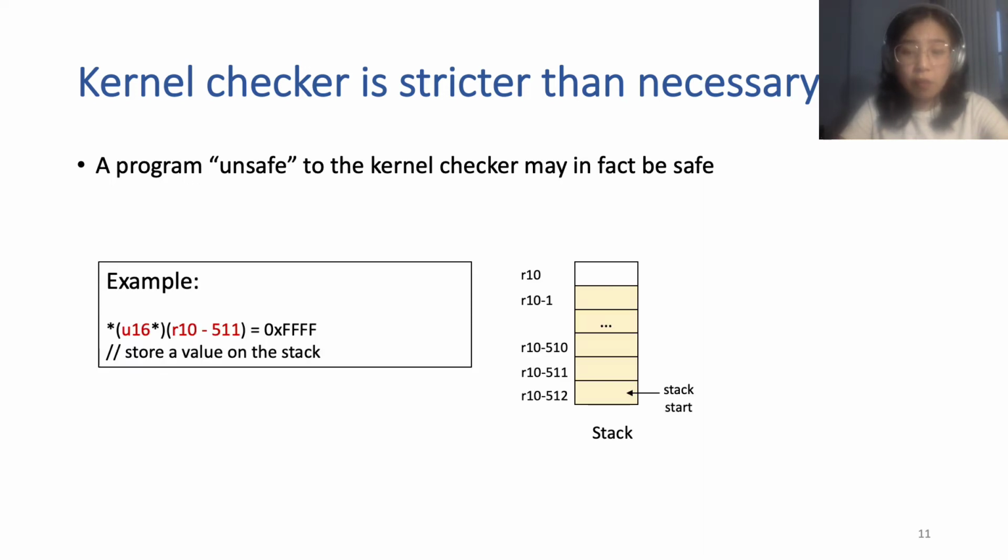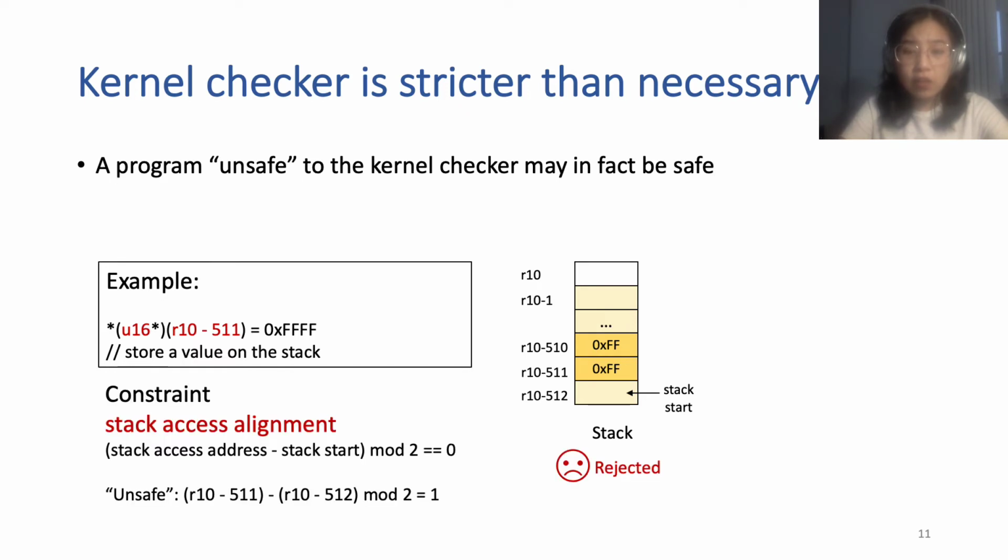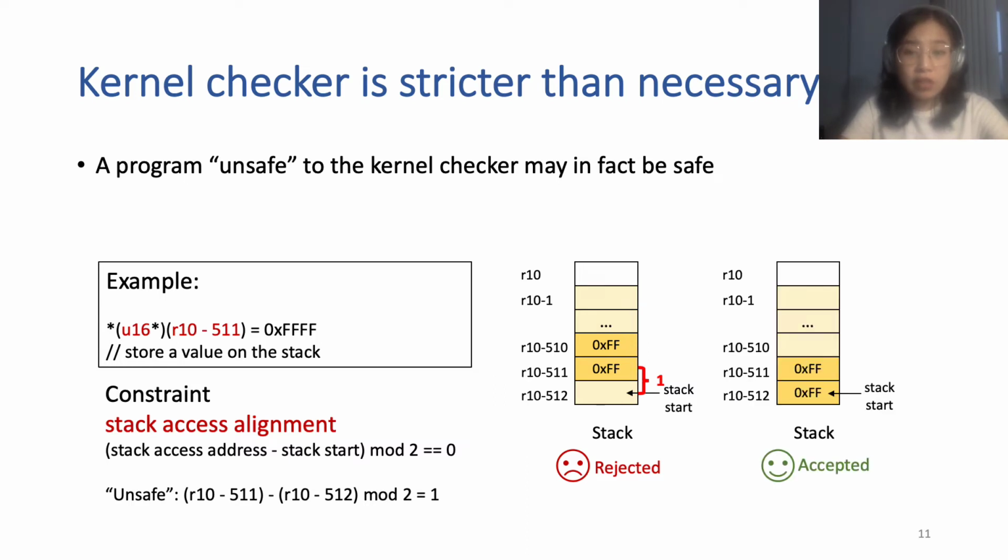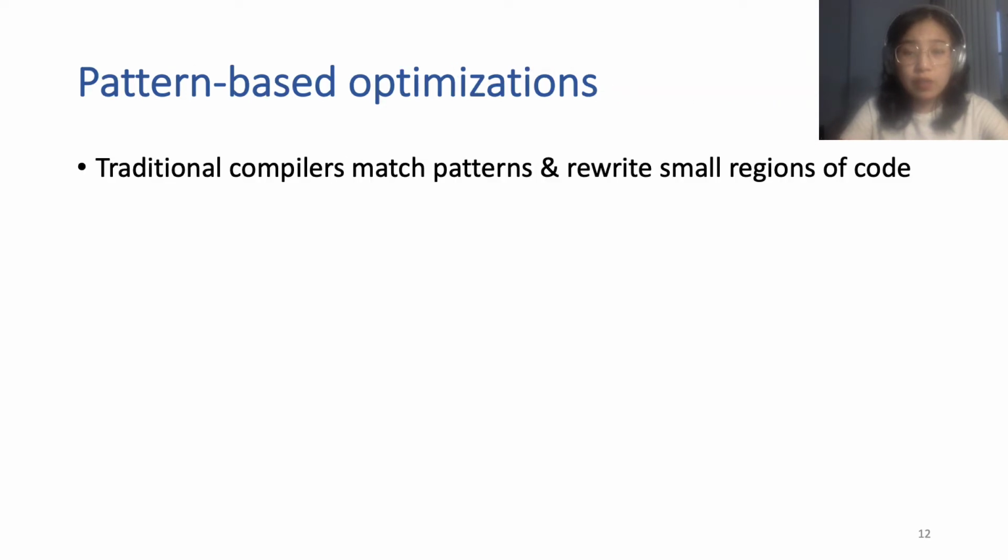Here's an example. This program stores 2 bytes on the stack. However, it's rejected, since according to the checker, stack access should be aligned to the size of access. If we modify the store address, it will be accepted. The tension with safety makes it challenging to design compilers to optimize code.